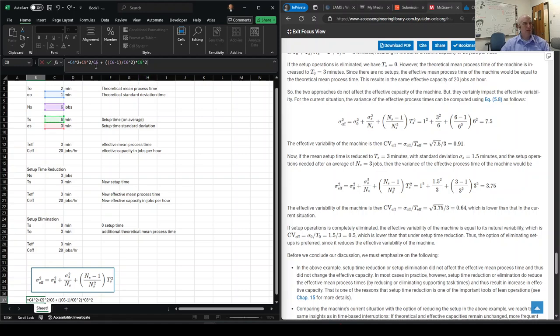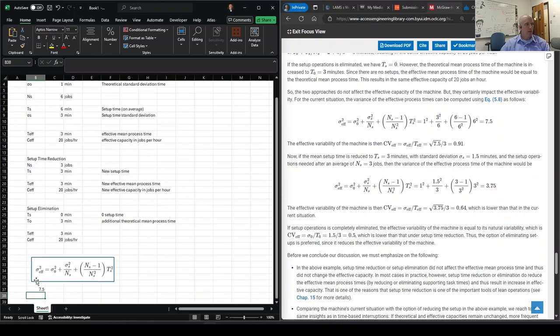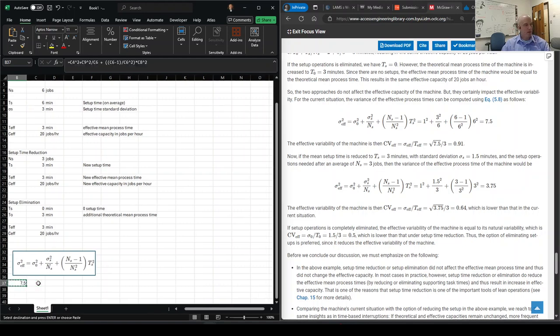And what does this equation give to us again? Why are we doing this? This equation is going to give us the variance of the effective process time. We have capacity, we have the mean effective process time. What we haven't calculated yet is the variance of this effective process time, and that's what this equation gives us. So we'll hit enter on this equation. That gives us 7.5. What does that mean? Well, nothing yet. We still have to take the square root. So, in fact, let me move this here.